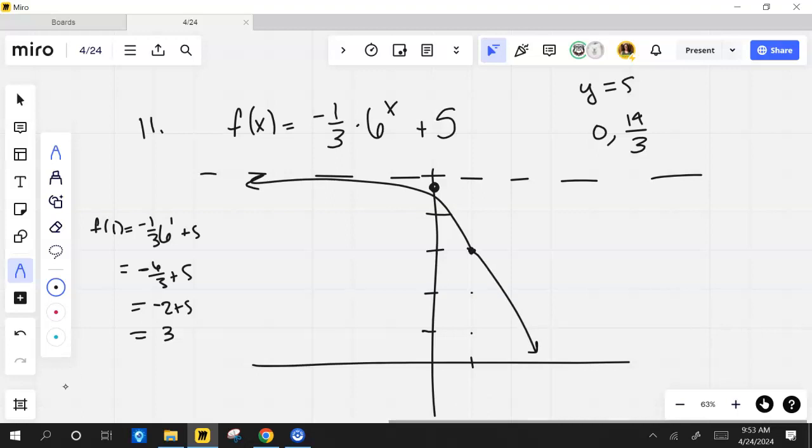Yes. What's the domain? Negative infinity, infinity. It's always negative infinity, infinity for these. How about the range?